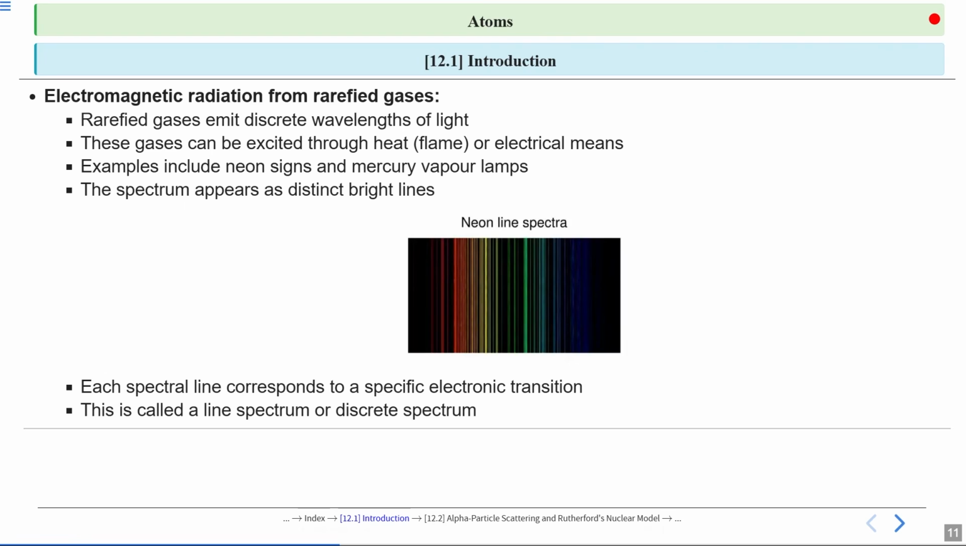Remember, except for solids, liquids, or gases at high pressure, that is condensed or dense gases, gases at low pressure, or we can say rarefied gases, always show this kind of spectrum, the line spectrum.